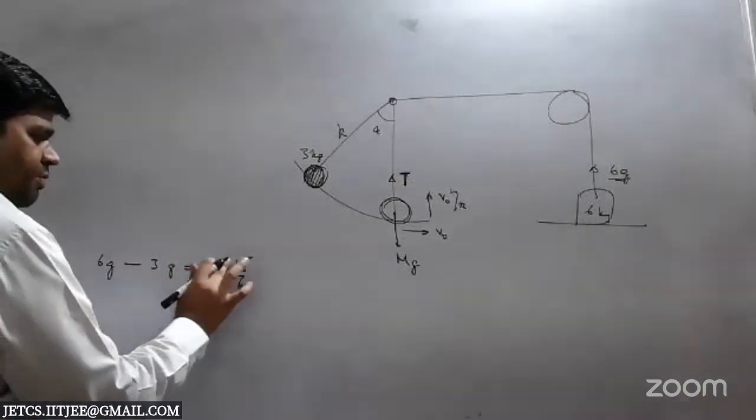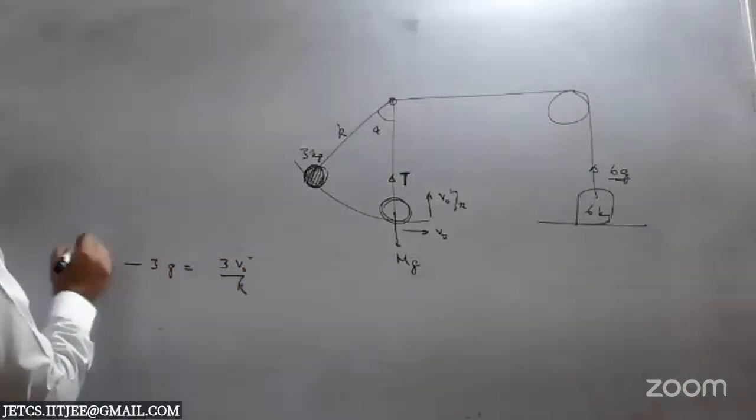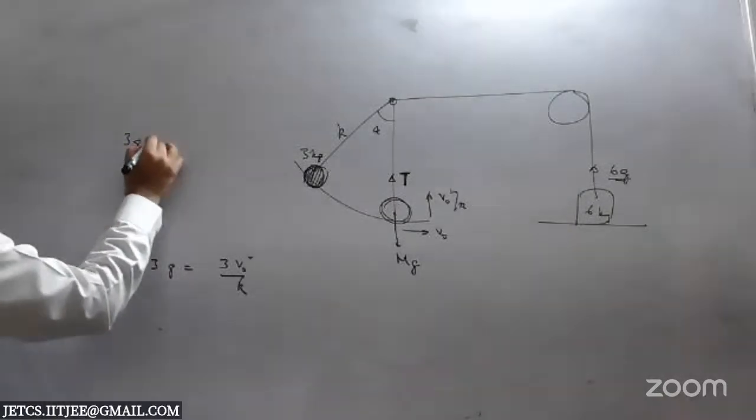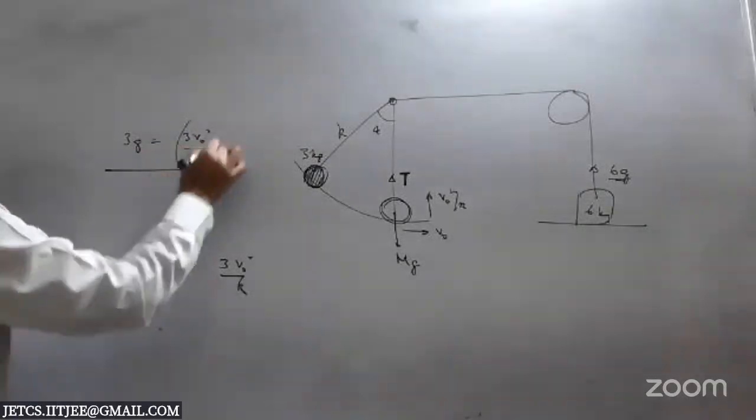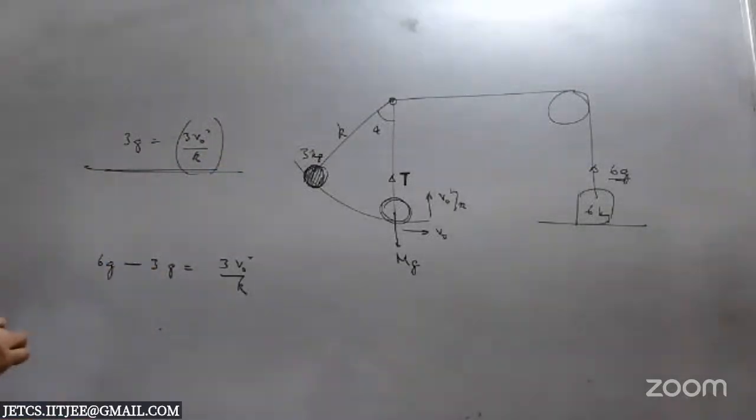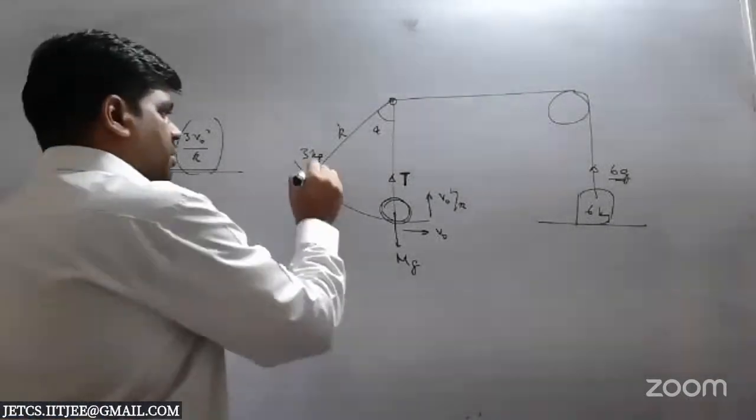Is equal to mv square by r. Where m is 3. So 3g is equal to 3v square by r. So all I have to do is plug in v square. How will you get v square from energy conservation?